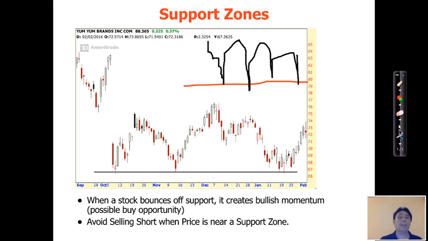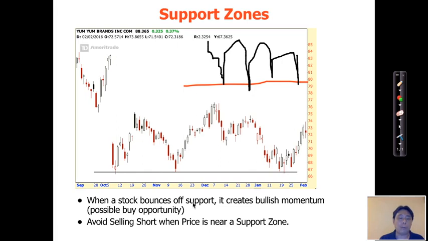Now again, why is it important to identify support levels? Because if you are selling short, shorting the market, shorting the stock, you do not want to short just above a support level. Because if you short it, what happens? It goes down, hits that level and bounces back up again, and you're losing money. Okay?